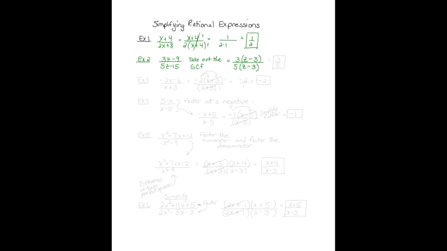Next step is to remove the common factors between the numerator and denominator, which is this expression and this expression, and our answer becomes 3/5. Example 3. Negative 2x minus 6 all over x plus 3.